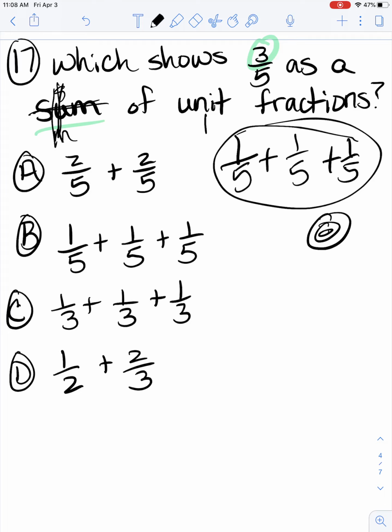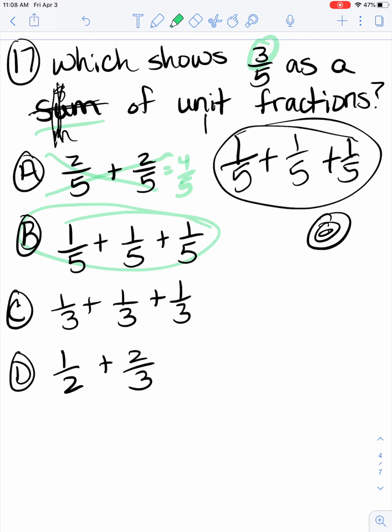So let's look at A. Does A match? No way. 2/5 plus 2/5. Even if we did that, that equals 4/5. Plus, it wasn't doing the sum of unit fractions. Well, here we have unit fractions, and we have 3 of the 1/5. And that matches. But I don't stop, because you never know. Sometimes they have more than one answer.